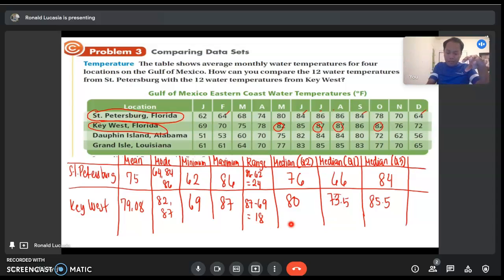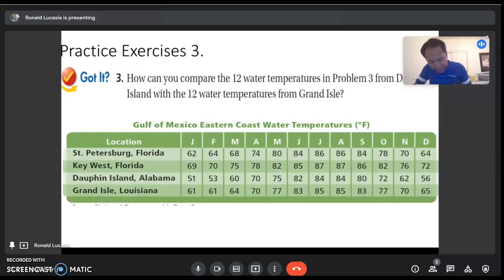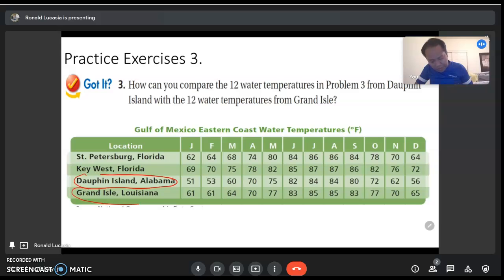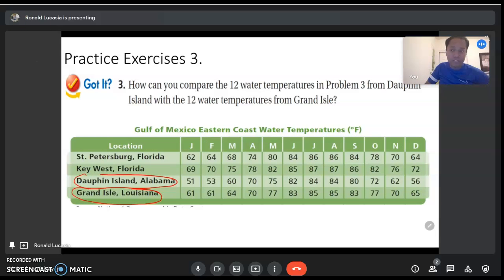Okay, so I want you to compare the water temperature of Dauphin Island in Alabama and the Grand Isle in Louisiana using the same method that we used using the Desmos.